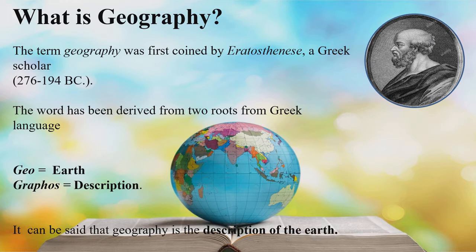The term geography was first coined by Eratosthenes, a Greek scholar. The word has been derived from two roots from Greek language. Geo means earth and grapho means description. It can be said that geography is a description of Earth.